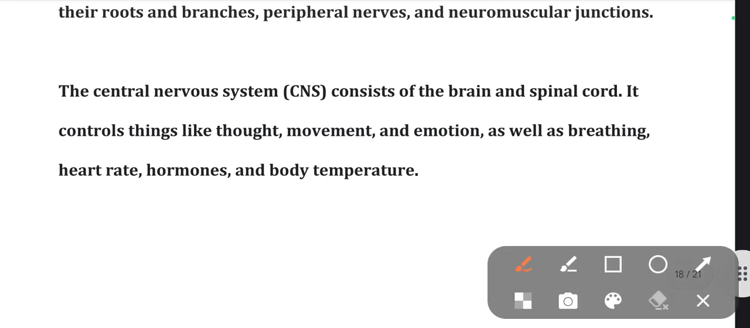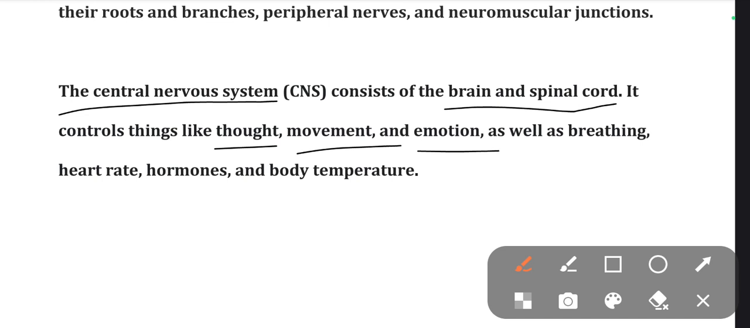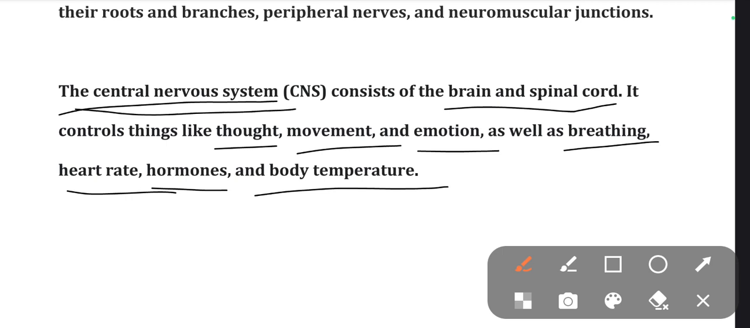The next one is the central nervous system. It consists of the brain and spinal cord, and it controls thought, movement, and emotion, as well as breathing, heart rate, hormone regulation, and body temperature. So these are the functions of the central nervous system. Central nervous system is nothing but mainly the brain and spinal cord.